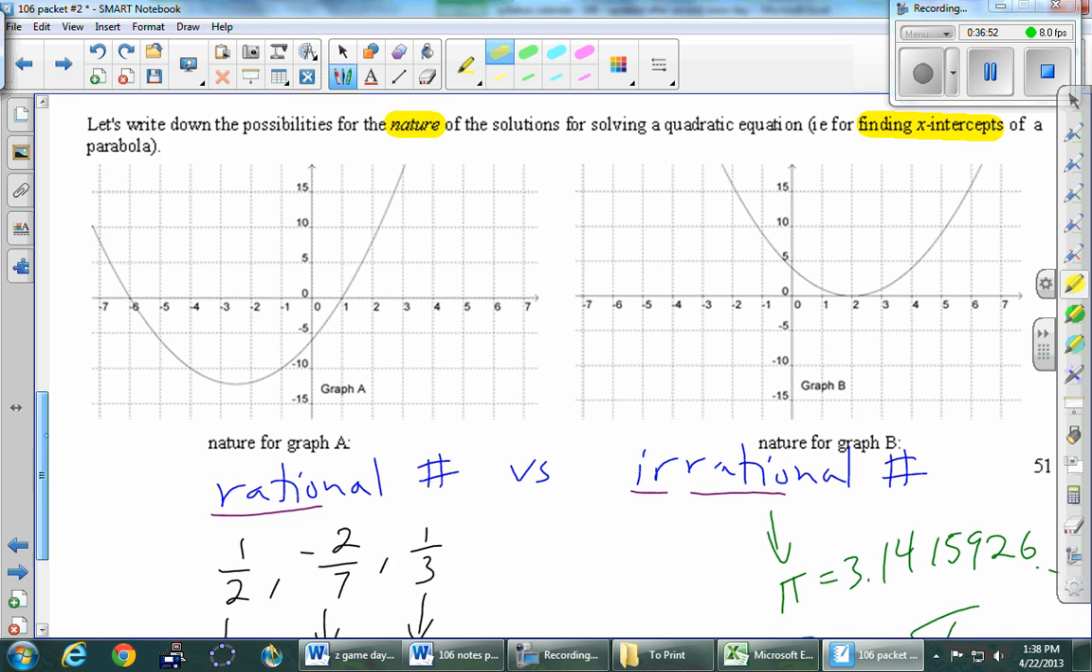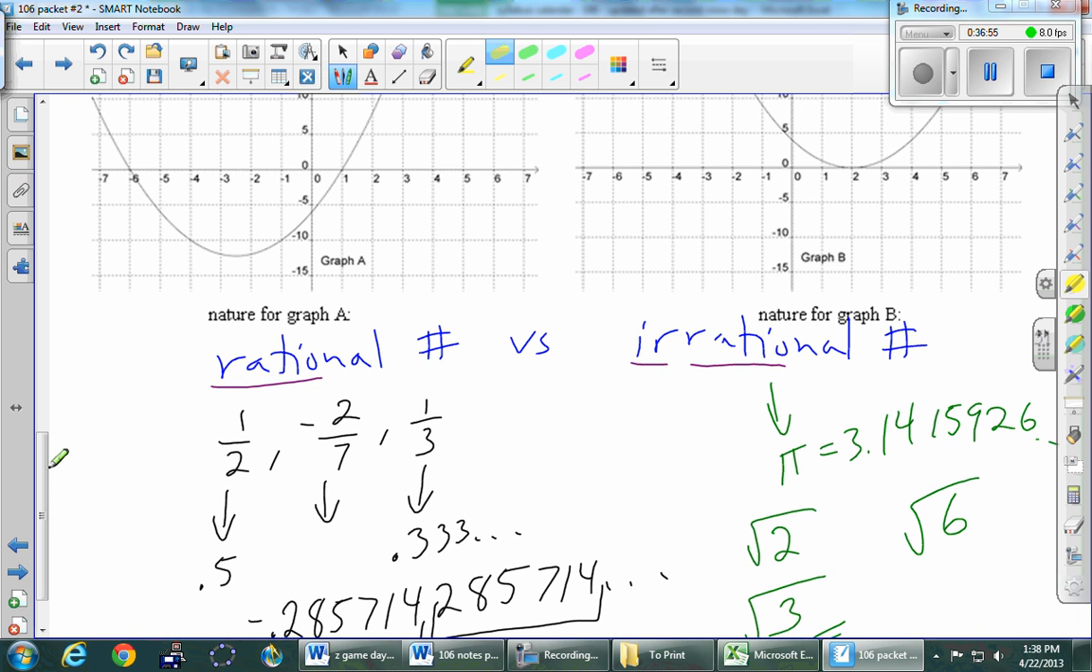-6 is in which list? Is it a rational number or an irrational number? -6 is rational. It belongs over here in this list. You can just write it as a fraction, -6 over 1, if you want to. Right? It certainly doesn't go on forever as a decimal. It's just -6, and it stops. So in this case, the nature of the solutions are, there are 2 of them, 2 x-intercepts, and they are rational. 2 rational numbers.